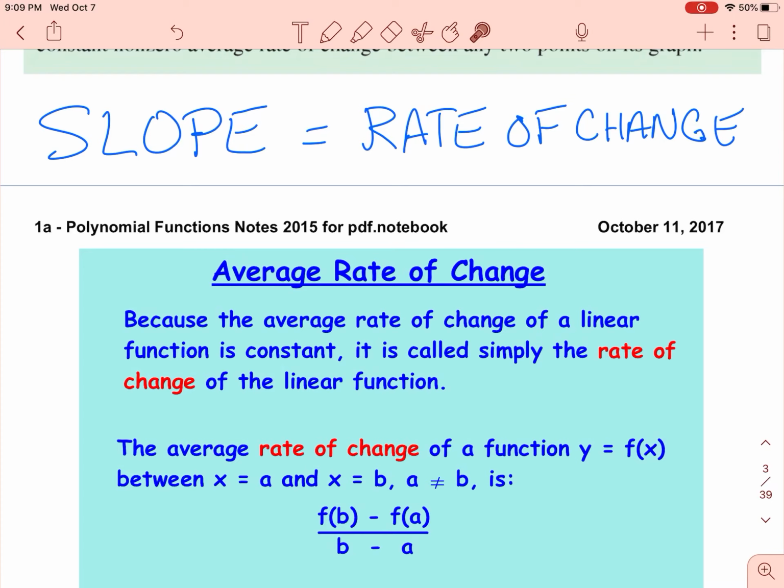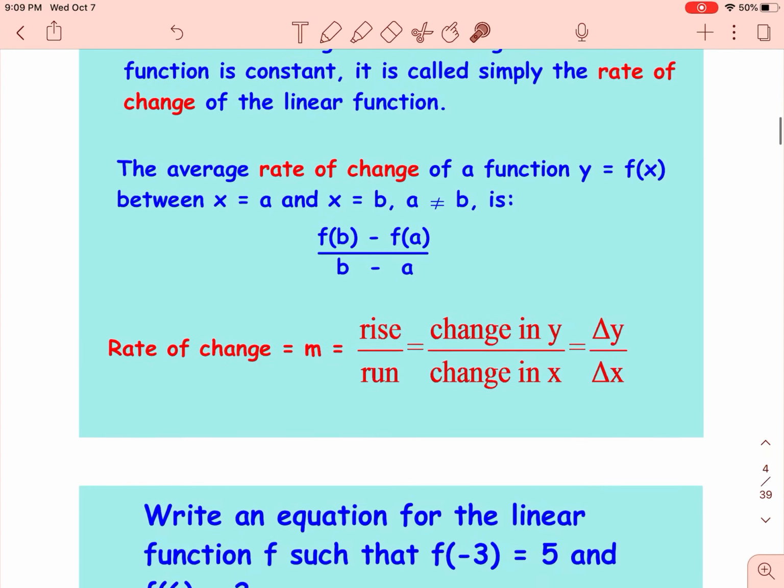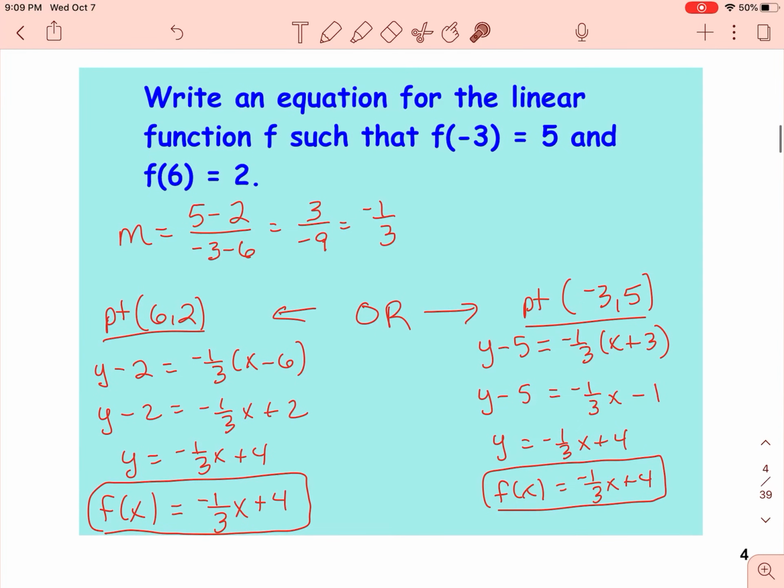Because the average rate of change of a linear function is constant, it's simply the rate of change of a linear function. Average rate of change is going to be very important to you in calculus, so you need to make sure you pay attention to that. The average rate of change of a function is just going to be the slope between 2 points. And I'm not going to go through that. You already know what that is.